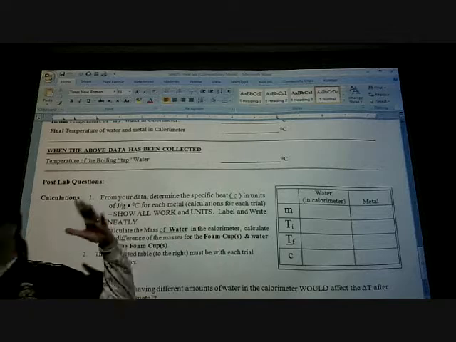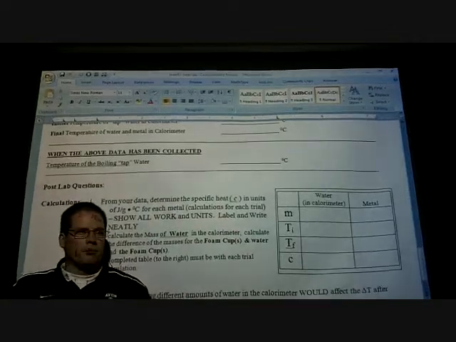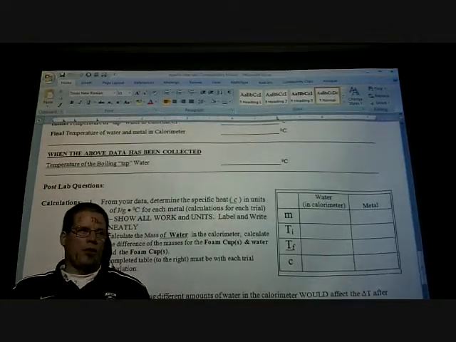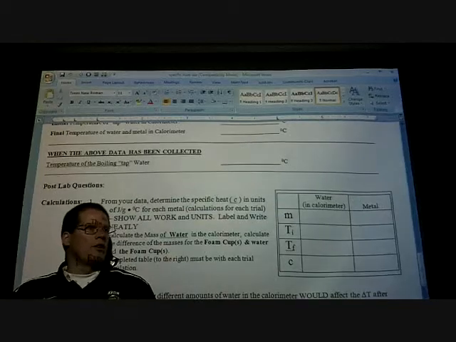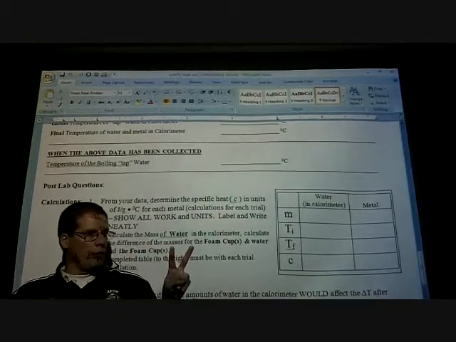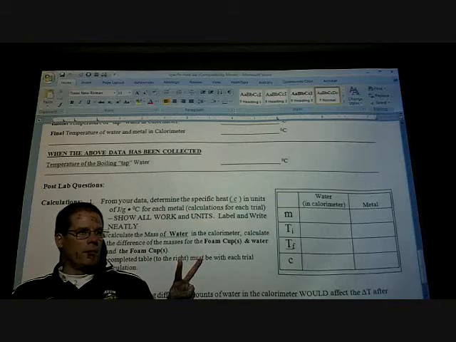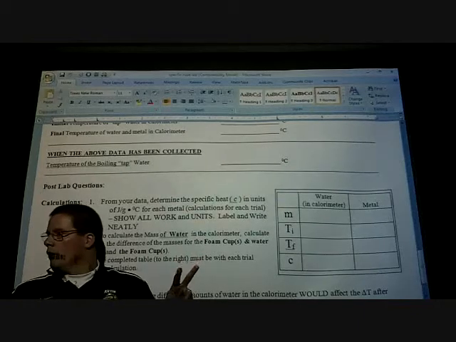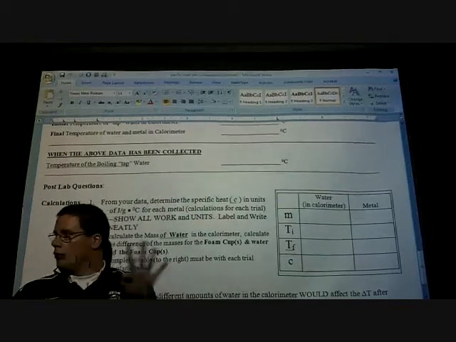And it's just like the homework. So you're going to have 4 of those tables. Correct. 4 tables, 4 sets of calculations for each trial. So you have 2 metals, 2 trials for each metal. Okay. So you have a total of 4 calculations total.